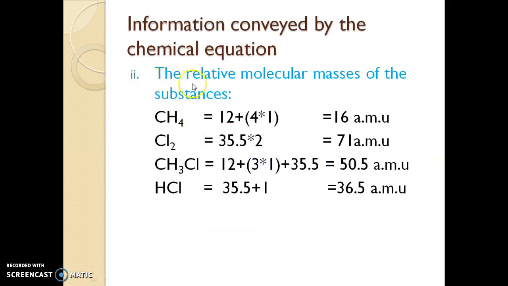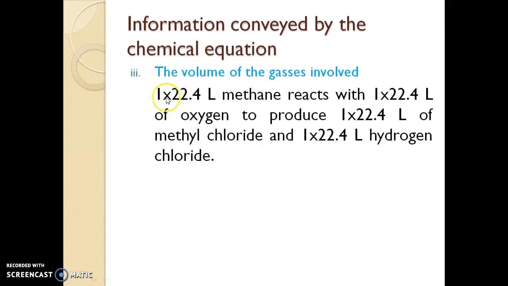Then the second is the relative molecular masses of the substances, which can be conveyed from this chemical equation. You can find out the relative molecular masses this way. The third information conveyed is the volume of the gases involved. Now, 1 into 22.4 liter methane reacts with 1 into 22.4 liter of chlorine to produce 1 into 22.4 liter of methyl chloride and 1 into 22.4 liter of hydrogen chloride. Here all the components are gases in the reaction.